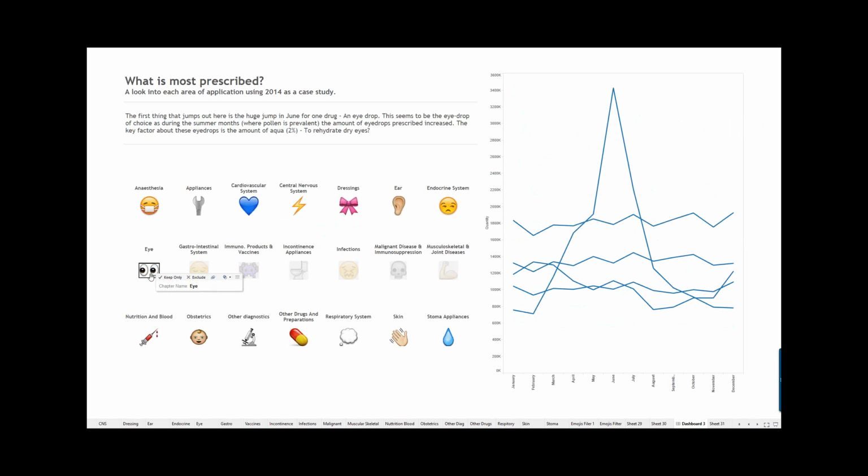And another interesting part for me was the difference between this and, say, another eye drop down here, is the amount of aqua, so this is 0.5% and this is 2%. So to rehydrate an eye, they're prescribing higher dose drugs there.